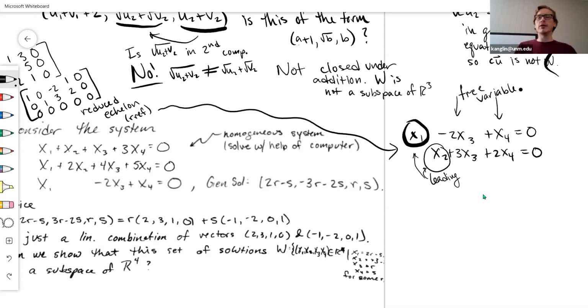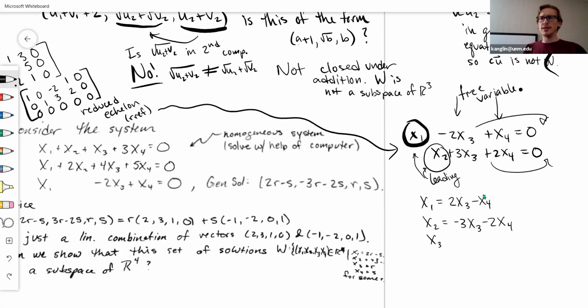Now remember, the idea here is to solve for the leading variables in terms of the free variables. So x1, for example, is 2x3 minus x4. Just add that stuff to the other side. And x2 is negative 3x3 minus 2x4. Move that stuff over. Well, x3 is just itself, and x4 is just itself, right? That's what it means to be these free variables. They're not controlled or expressed in terms of the other ones.